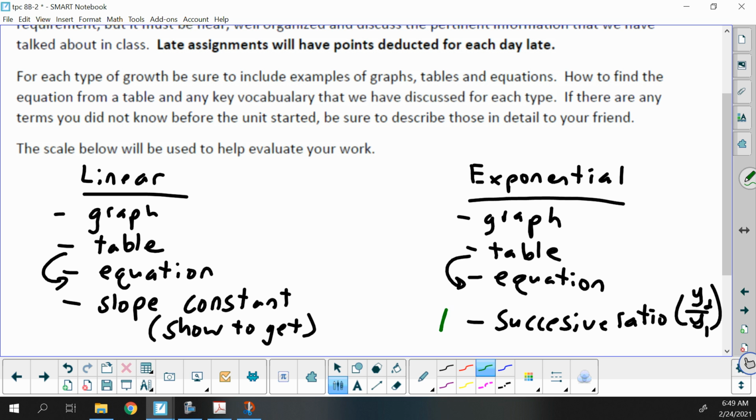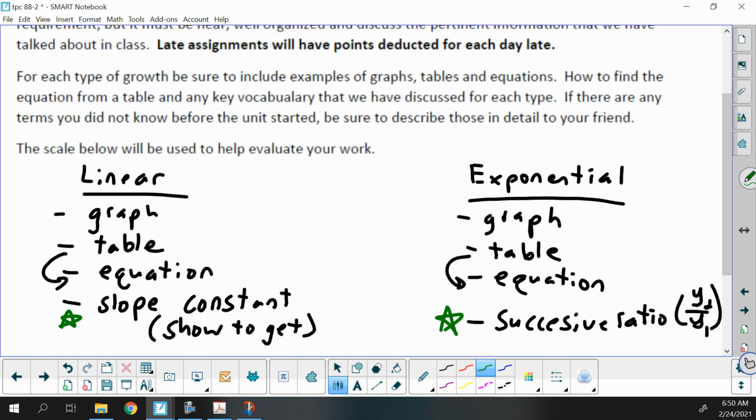Successive ratio is a huge thing. That's a term that no one had heard before the last unit. So if you don't include that in it, that's going to be big points that you would lose. You've got to make sure you talk about that, talk about how to find it, make sure you're talking about how to find the slope in a linear function, where that would go in the equation, things like that. So that's basically the stuff that you need to make sure you include. It would help someone get caught up if they've been out for the last few weeks.